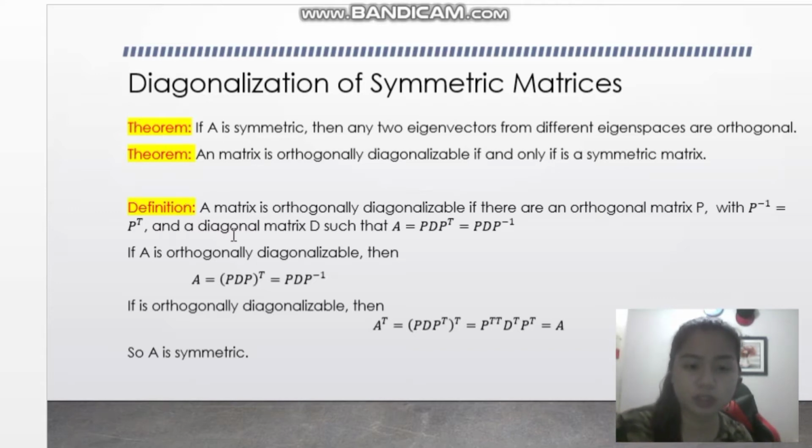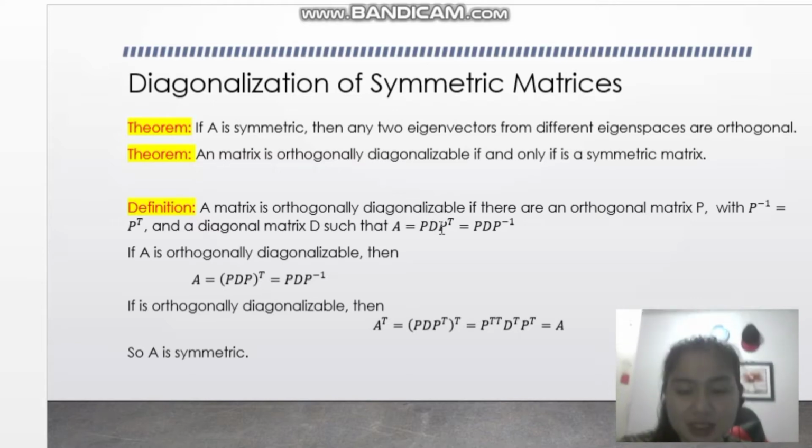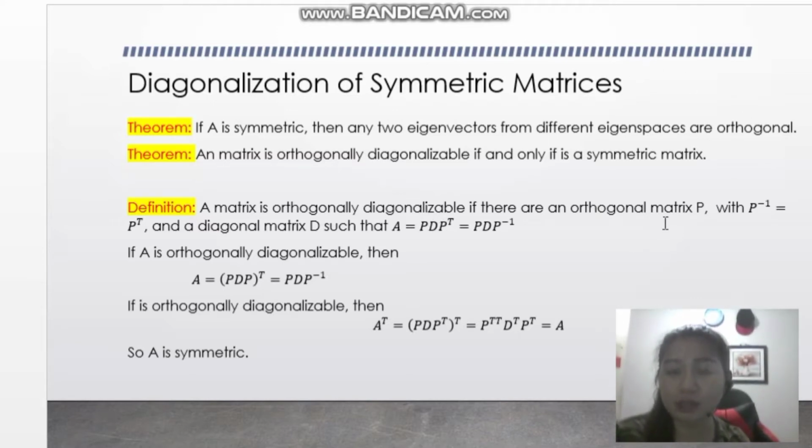And then another definition, a matrix is orthogonally diagonalizable if there are an orthogonal matrix P, with the inverse of P equal to P transpose, and a diagonal matrix D such that A is equal to P times D times P transpose, or P times D times P inverse.